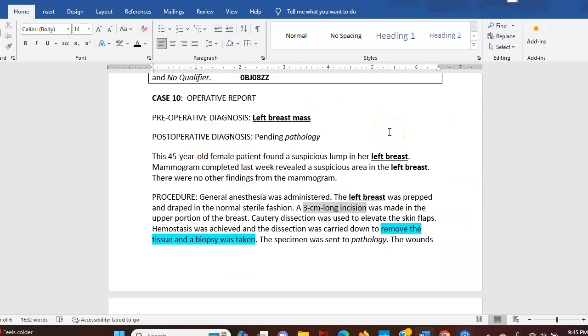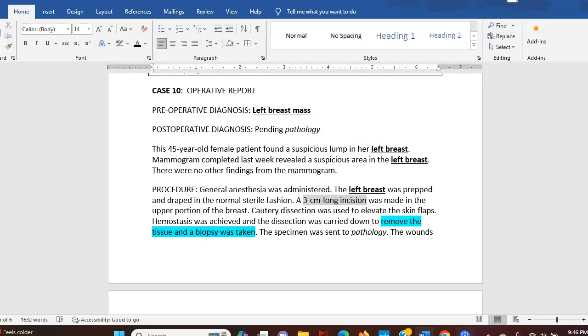Okay, so case number 10. Preoperative diagnosis is a left breast mass. Postoperative diagnosis, pending pathology. So they're waiting on results from the lab on the mass. So a lump in the left breast. General anesthesia was administered. Prep draped in the normal sterile fashion. Okay, so they did a 3 centimeter long incision.